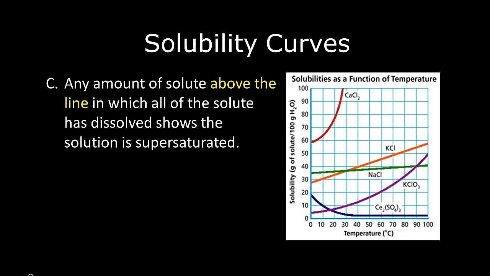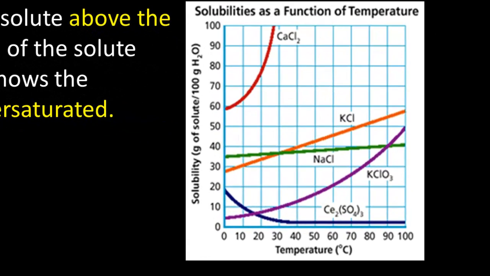Any amount of solute that is above the line, in which all of the solute has been dissolved, shows that the solution is saturated. So if I say I made a solution of potassium chloride at 50 degrees C and I put in 50 grams of potassium chloride, so if I have a solution that contains 50 grams of potassium chloride at 50 degrees C, as you can see the point here, it is above the KCl line, which means it is a supersaturated solution.